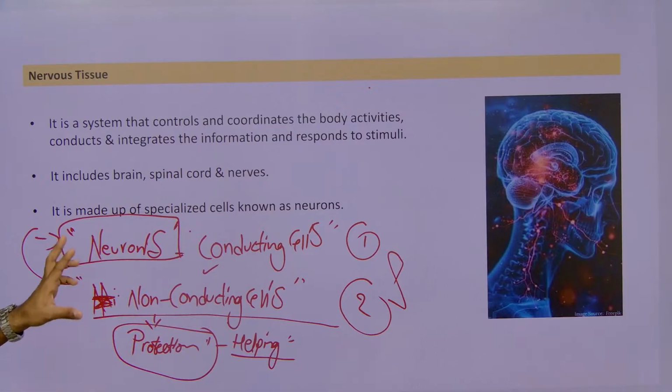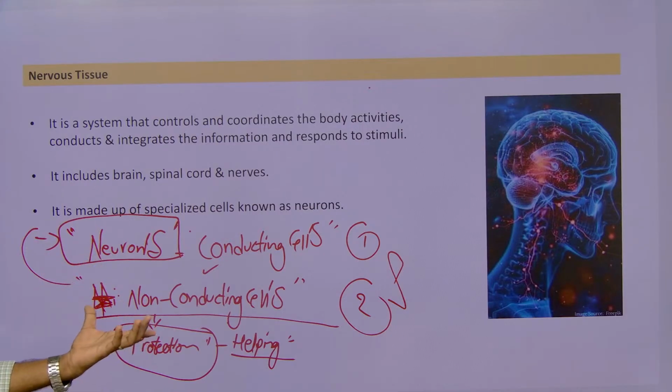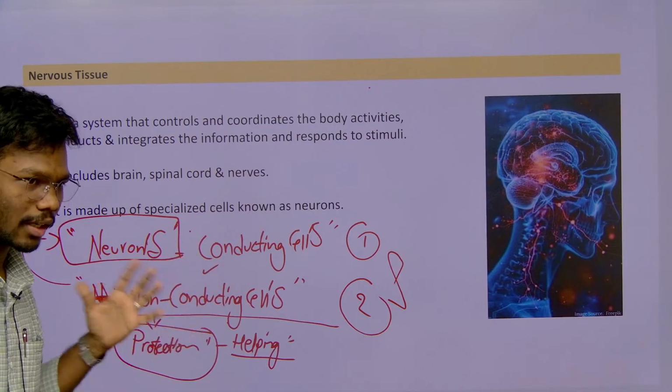Right? Understand that we have two different kinds of cells. One is neurons, another one is some protecting cells. We will discuss all these things. Just remember conducting cells and non-conducting cells.